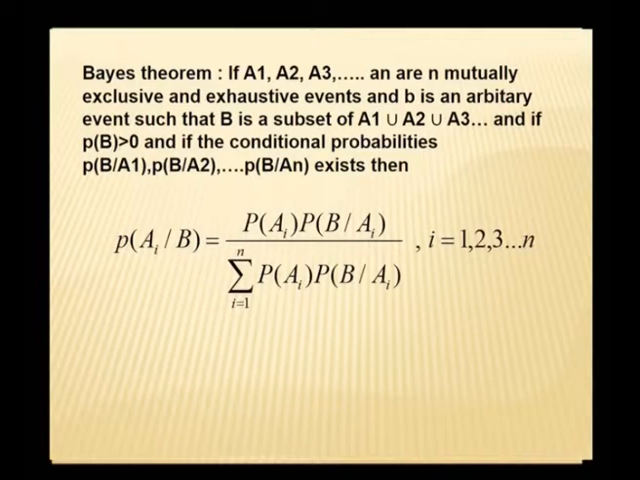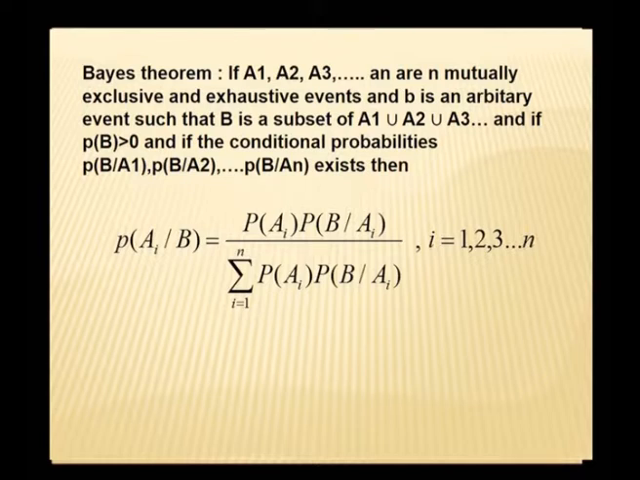Now, let us move to the next important concept, which is called Bayes theorem. See, this Bayes theorem is actually based on conditional probability. Here, if I take A1, A2, A3, etc., An to be n mutually exclusive and exhaustive events, and B is some arbitrary event which is a subset of A1 union A2 union etc. An, such that P of B is greater than 0, and if the conditional probabilities P of B by A1, P of B by A2, etc., P of B by An exist, then we get P of Ai by B given by Bayes theorem.